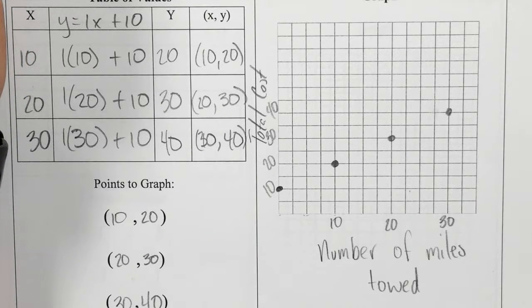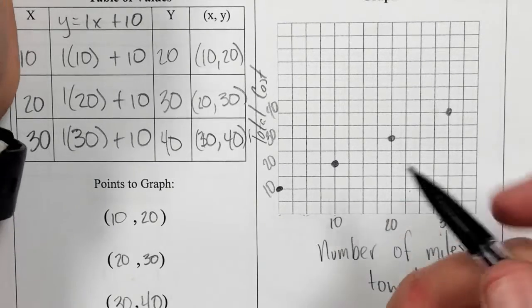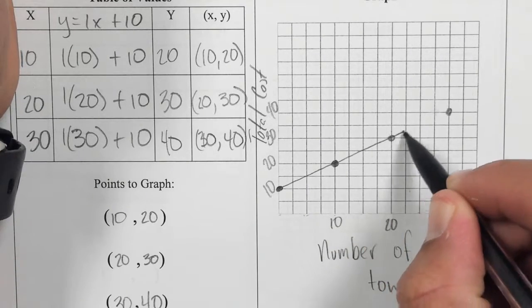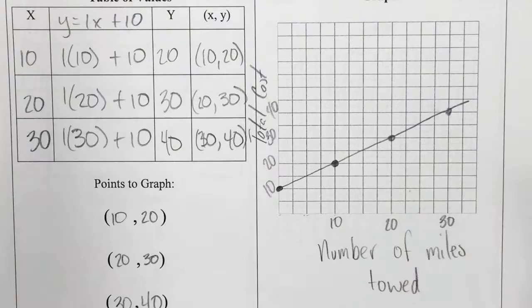So we start here, and could you get it towed a part of a mile? Yes or no? Could you get something towed 9.3 miles? And that's absolutely true. So you connect the line. That would be an example of continuous data. Okay?